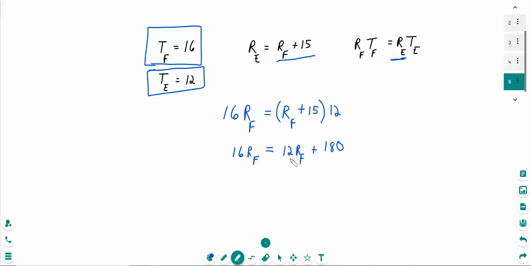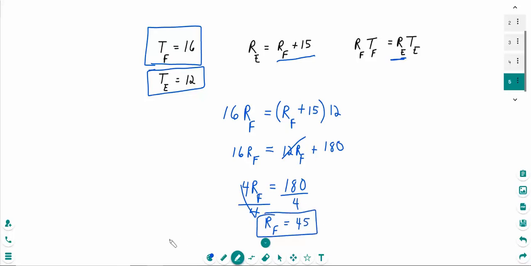All right, then we're going to subtract the 12 r sub f from both sides. I'm going to do this in my head, just so we can see how you can kind of do it. So if I subtract 12 r sub f from both sides, I'm going to have 16 minus 12 is a 4 r sub f. This 12 is gone. I subtracted it out, equals 180. Now I can divide both sides by the 4, which is going to give me r sub f is equal to, what can that be, 45. So r sub f is equal to 45.